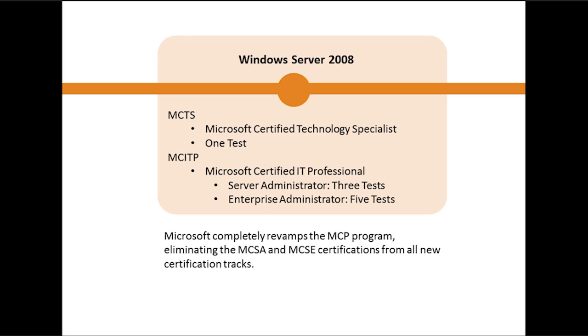So the MCTS, many people looked at it as kind of taking the place of the MCP. In other words, it was just one test on one specific technology, and the MCITP took the place of the MCSA and the MCSE in the sense that you'll see that an MCITP as a server administrator was 3 exams, and as an enterprise administrator was 5 exams. So everything was completely revamped. And you didn't have specializations anymore. And the reason you didn't have specializations is because everything was a specialization. Every certification was tied specifically to some technology.